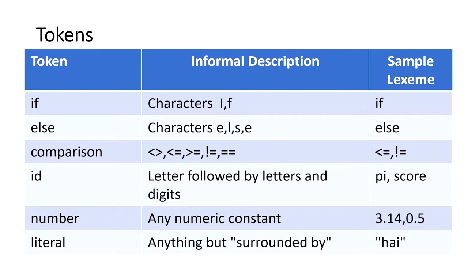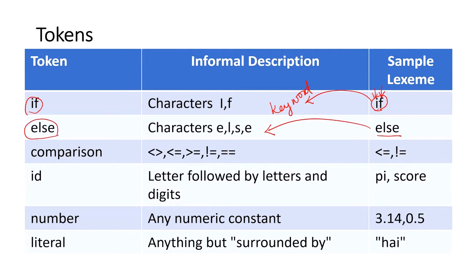See, while we are scanning, I and F, two input characters are there. So this I and F matches with the pattern keyword. So this is formed as the token if. Similarly, else matches with a pattern, so it forms a token.